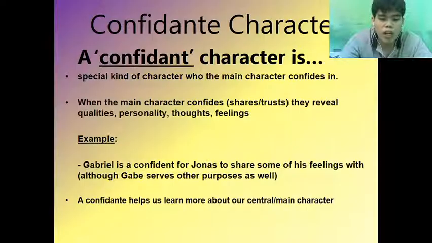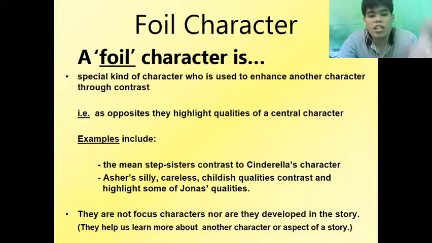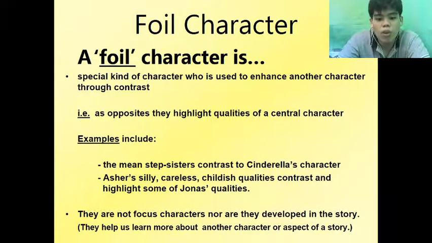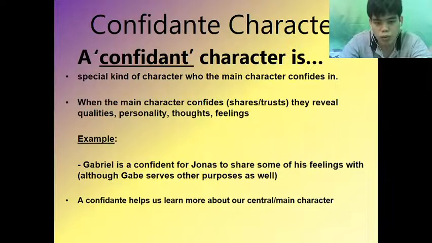So the purpose of foil and confidant are similar. They help us learn more about a character, but how they do it is different. A foil acts as the opposite of the character being compared to. A confidant is the character that knows many things about the other character because he or she trusts that confidant character.